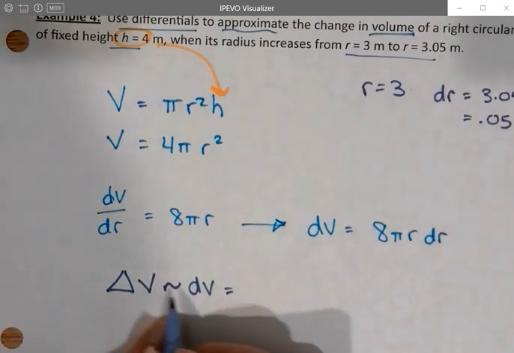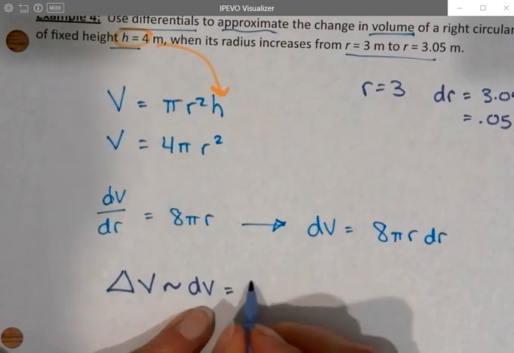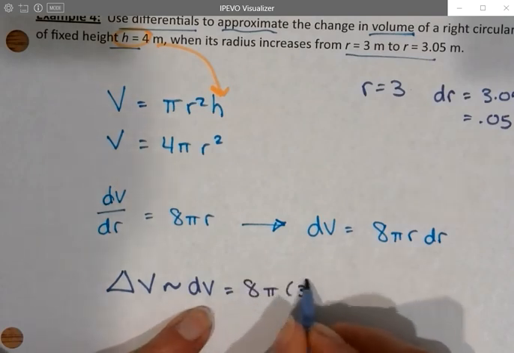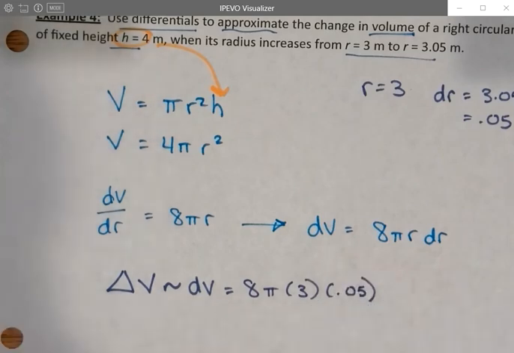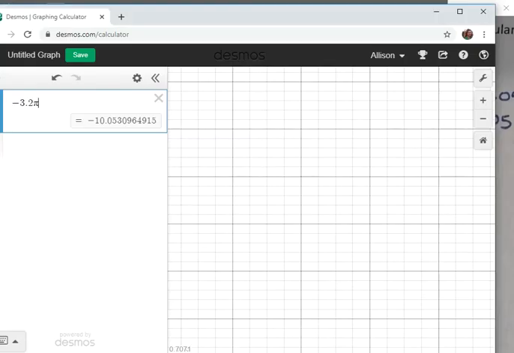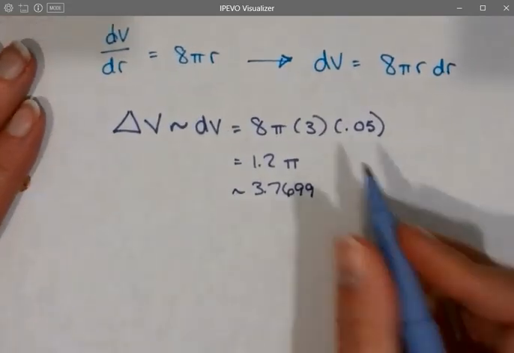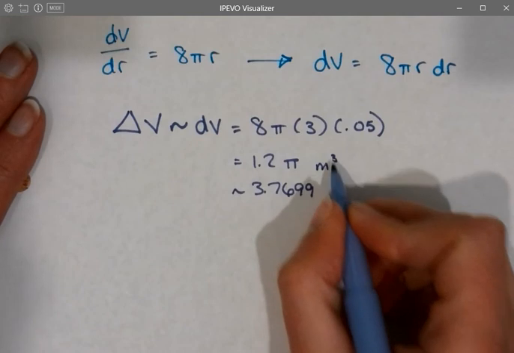So my change in volume is approximately 8 pi times 3 times positive 0.05. Okay, so first of all, if we just compute the non-pi values, we have 8 times 3, which is 24, times 0.05, so that's 1.2 pi. And then if I put the pi in there, we can get an approximate value for that. So 3.7699. And our units were meters, so that's going to be in cubic meters.